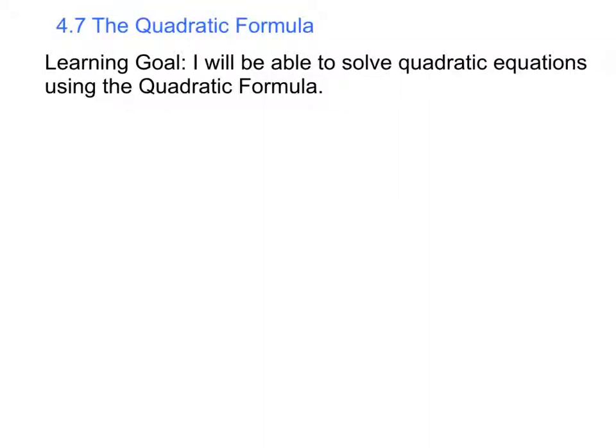Today we are doing the quadratic formula, which is 4.7, and the learning goal, don't forget to write this in your notes, is I will be able to solve quadratic equations using the quadratic formula. So first I'm going to give you the quadratic formula again.